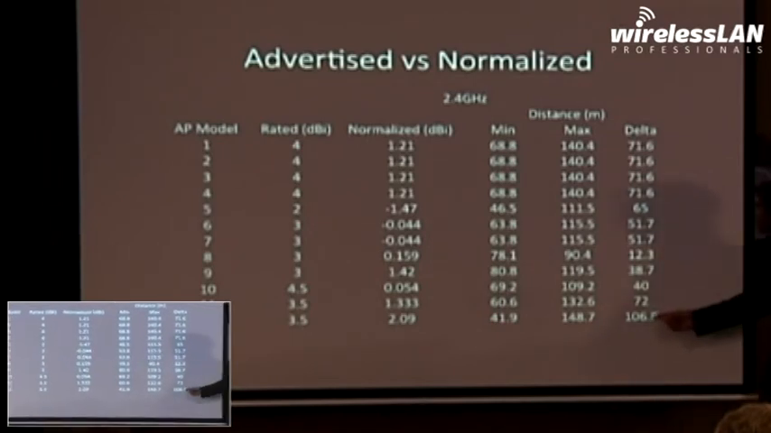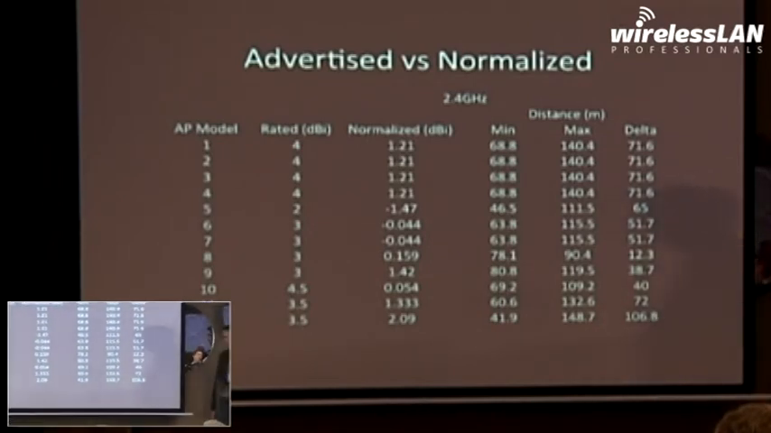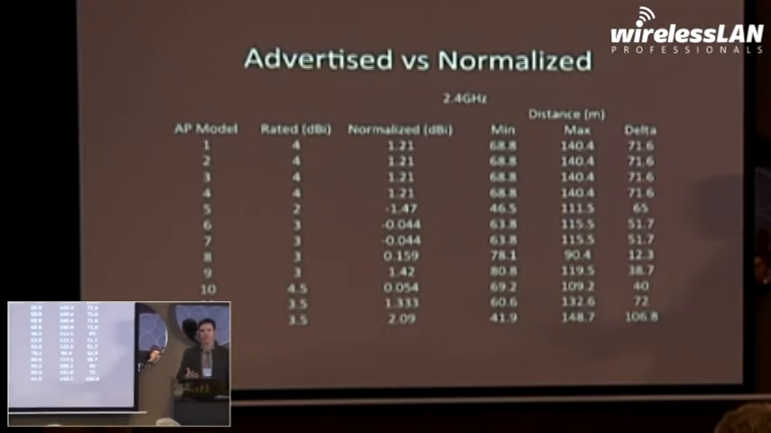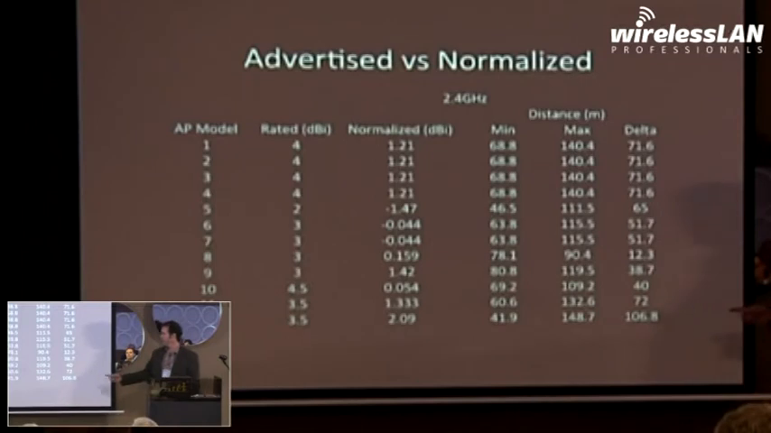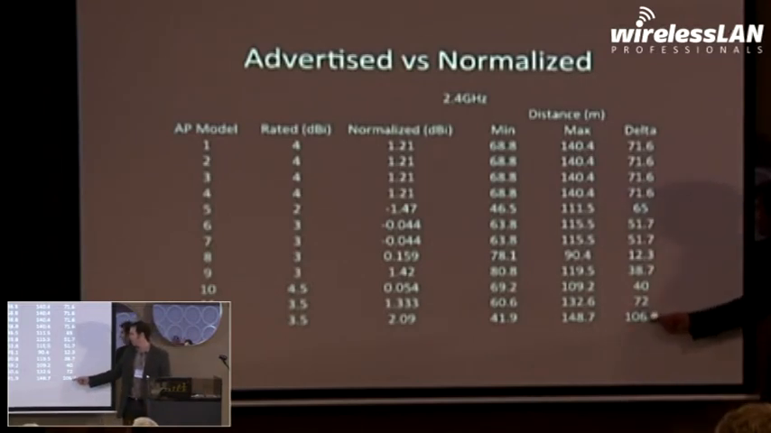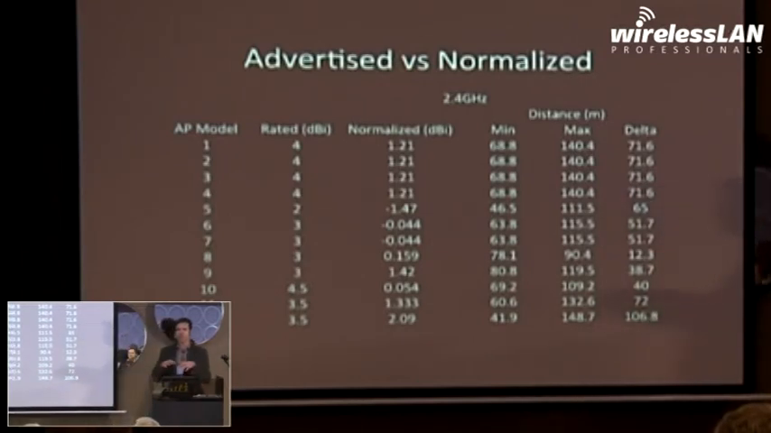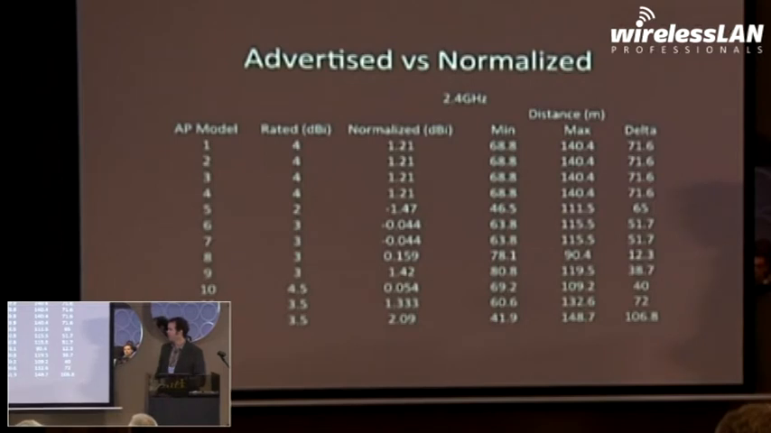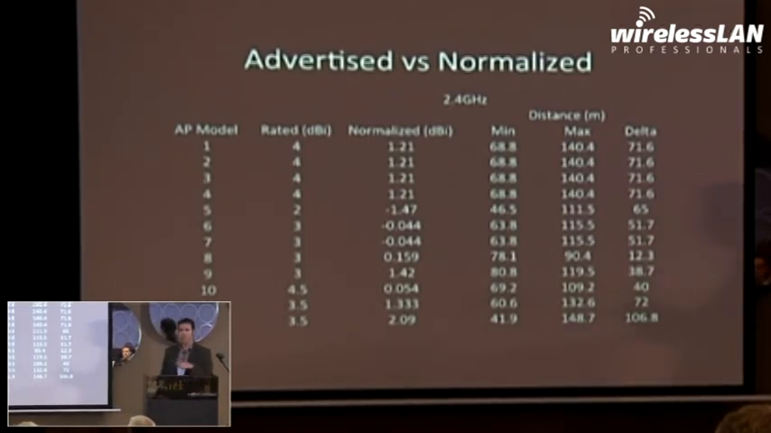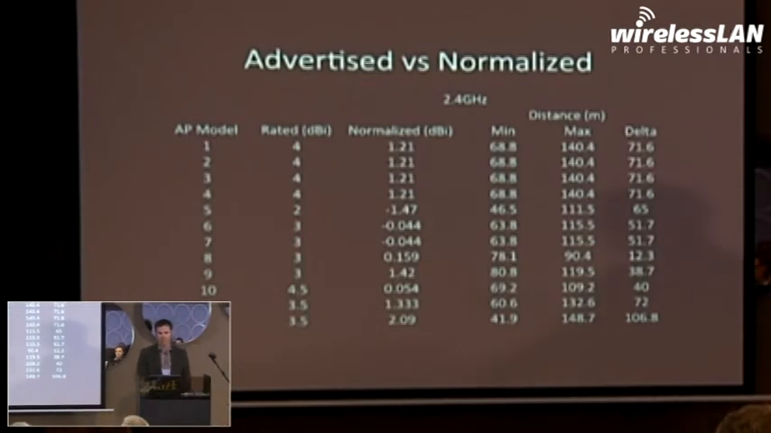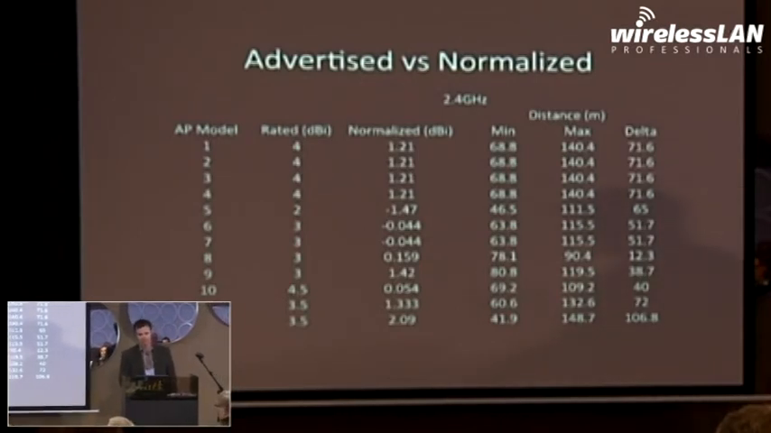What I also think is interesting, on this last access point, it's advertised as a 3.5 dB gain antenna, but what we're really seeing is a normalized gain of 2.01, 2.09. But if you look at the distance, using those same inputs and variables, we're seeing a delta of 106 meters, which is a lot of error in our designs. So we might have less error if we were to use the normalized gain for that particular antenna and keep it uniform within our graphs.